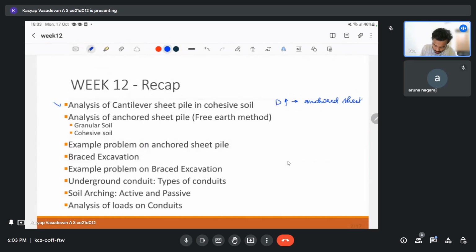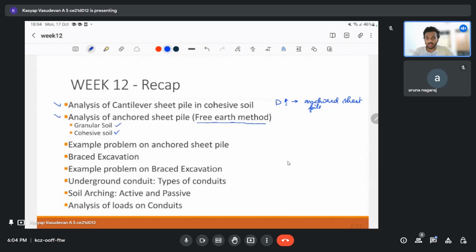Anchored sheet pile will increase the resistance of the sheet pile, and the embedment length requirement will be lesser after we introduce the anchor. The idea is that we connect the top portion of the sheet piles at a suitable depth into the backfill beyond our failure plane, so that we get more resistance against the failure. For anchored sheet pile, both granular soil and cohesive soil backfills were discussed using the free earth method. There is another method called the fixed earth method that was not discussed in this course, so that's beyond the scope.